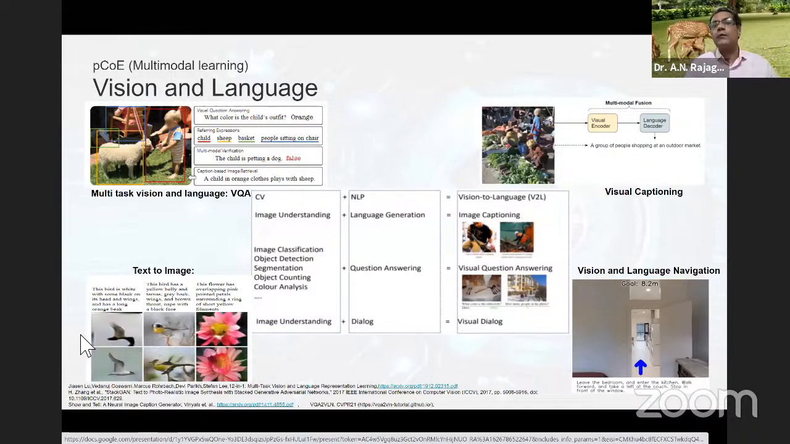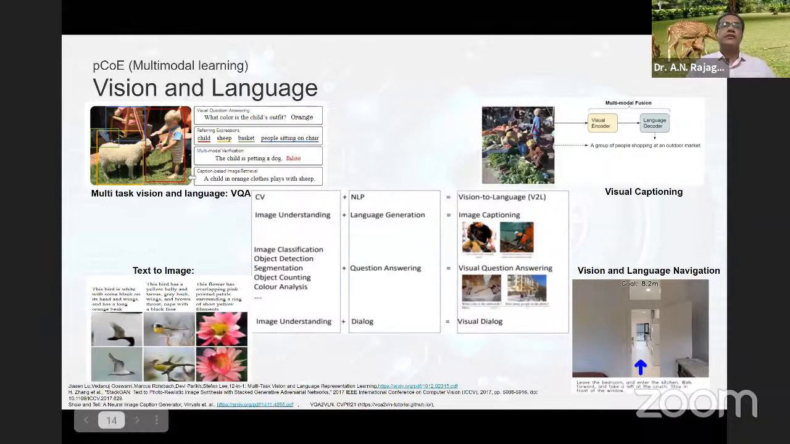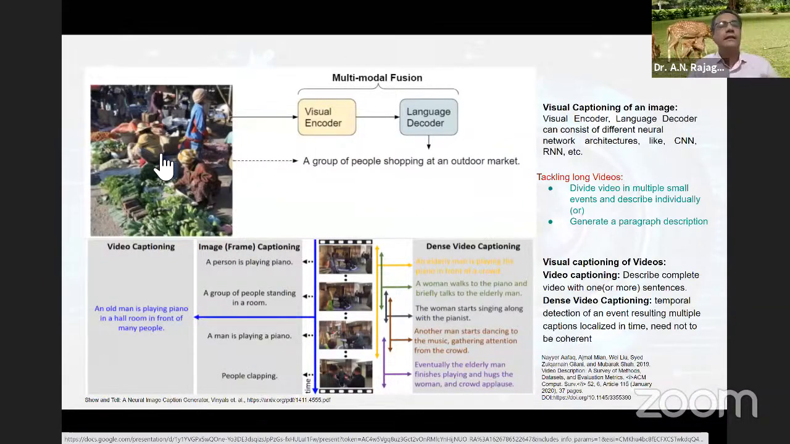Now, just to start with, this is a caption. When you have vision and language, there are so many research problems which revolve around them. One of the first I thought I'll share with you is the captioning problem. In the captioning problem, you show an image to a deep network, and you want it to summarize what's happening in the image. For example, you show this image and you expect a caption like this to come out: a group of people shopping at an outdoor market.